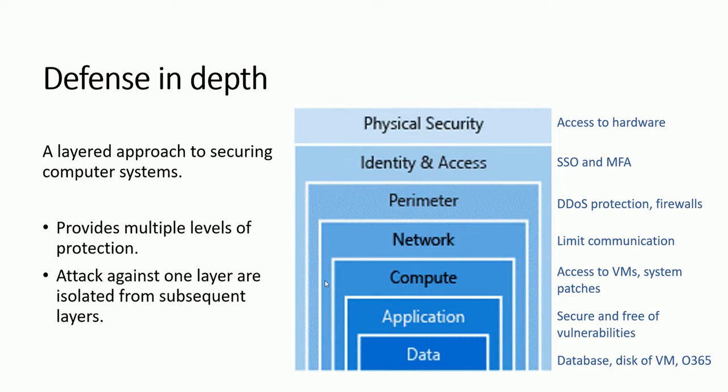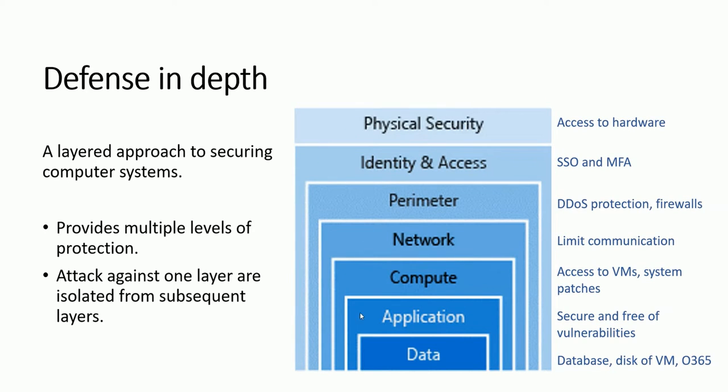Once you have defined the perimeter of where your applications sit, you need to look into the network. In the network, as we briefly touched on yesterday, you can put together concepts such as virtual private networks, you can subnet, and so on and so forth. The next layer down is: are we sure that we are accessing the right VM? Are we sure that the VMs, the operating systems, are up to date? Are there any security patches that need to be put in place?